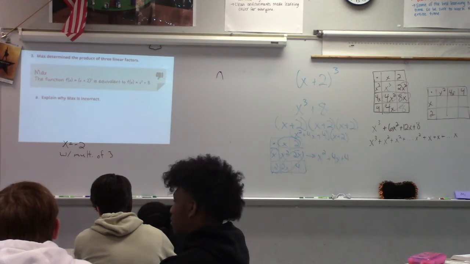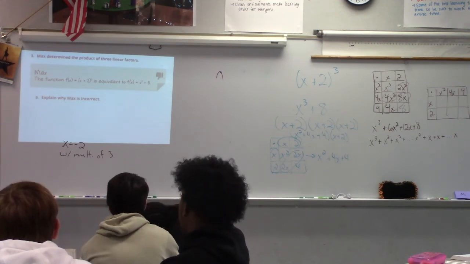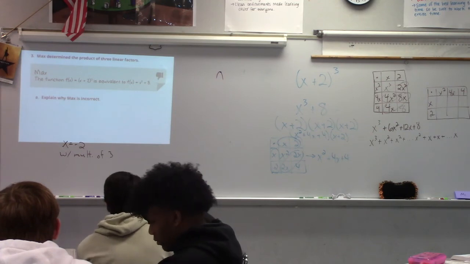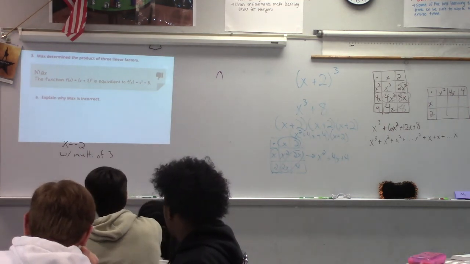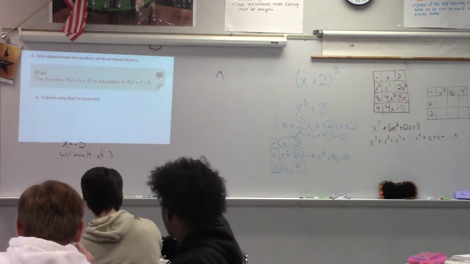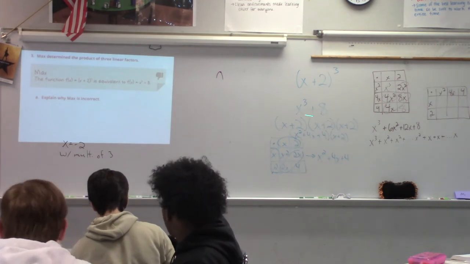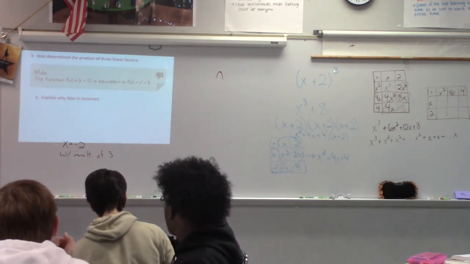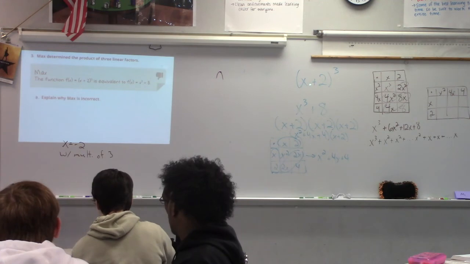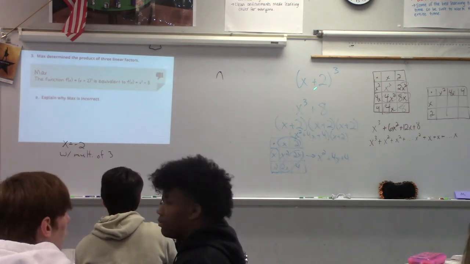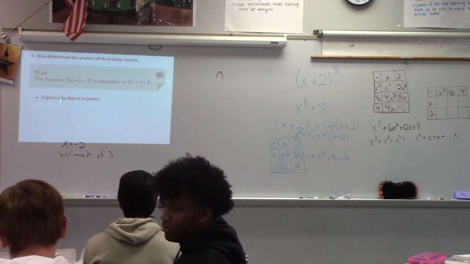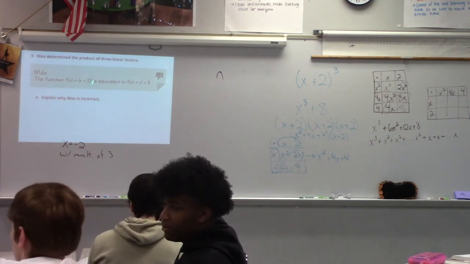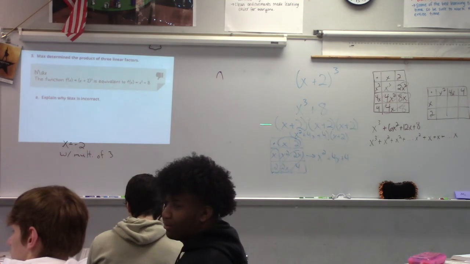Okay. Let's talk about number 3. Why is Max incorrect? We talked about 3. Look at it. Oh, because he didn't distribute right. Didn't Max make this mistake that we just talked about where he just distributed the exponent? X cubed plus 2 cubed is 8. Max, this right here, right? x plus 2 cubed is equivalent to this, right?